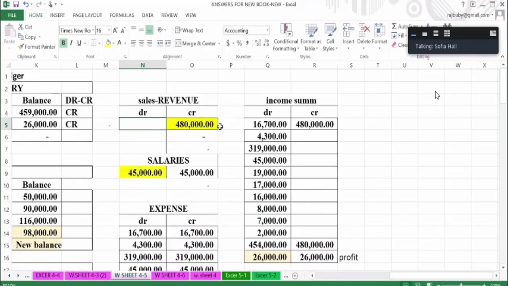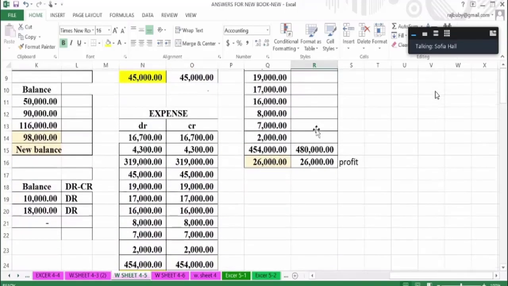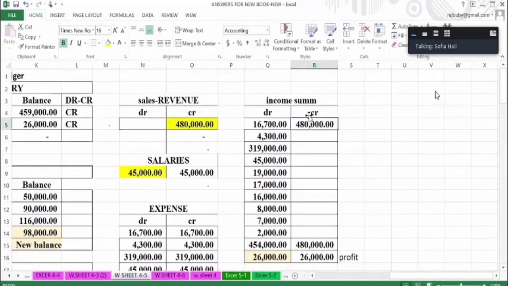This is the revenue we are transferring to the income summary account. These are the expenses. When we are closing, we have to put it on the debit side. Now the difference between debit and credit is 0. This is already closed. When we are closing, we are transferring this amount to the income summary account. That is the first step.